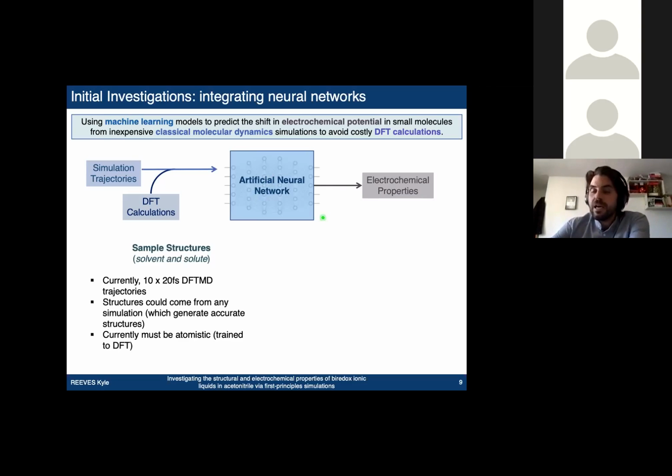So currently, as I mentioned, we have all of the data from the DFT simulations, but in theory, these structures could come from any simulation. So we can imagine running classical simulations, which sample from a larger amount of phase space, different solvation structures, which can influence electrochemical properties, and use those structures and forces, feed them into the neural network that's trained with the DFT, and come up with approximations and distributions, which can then be related to the electrochemical potential.